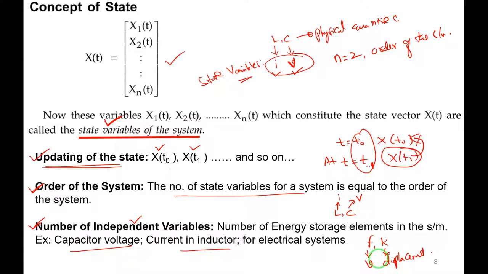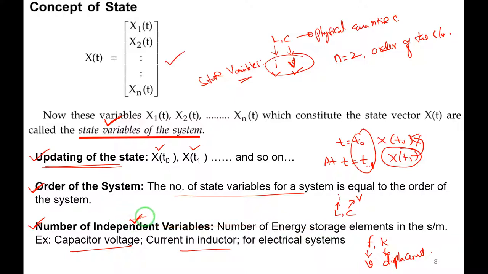Yes. Any doubt? Somebody has unmuted. Okay. For damper element, velocity. For spring element, displacement. So velocity and displacement are the independent variables. This is one example I have given, right? I hope you understood.